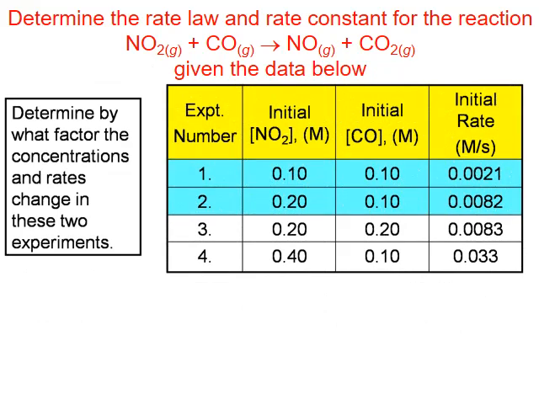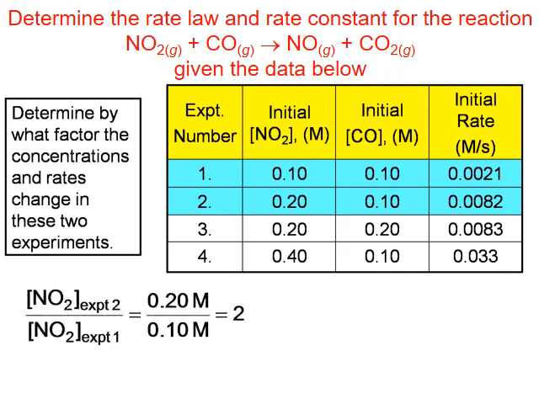So we'll choose trial one and trial two, and we'll compare the concentrations and then the rates. So trial two concentration over trial one concentration is 0.20 moles per liter over 0.10 moles per liter, and it's a 2-to-1 ratio. It reduces to 2. We don't need to compare carbon monoxide, again, because carbon monoxide is the same. It's going to cancel itself out.